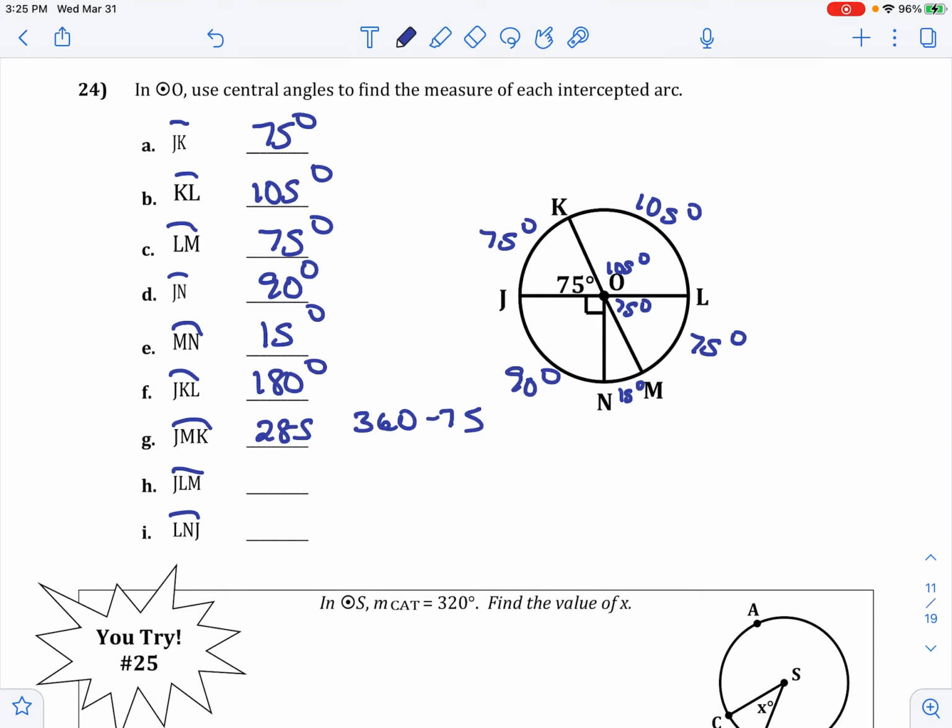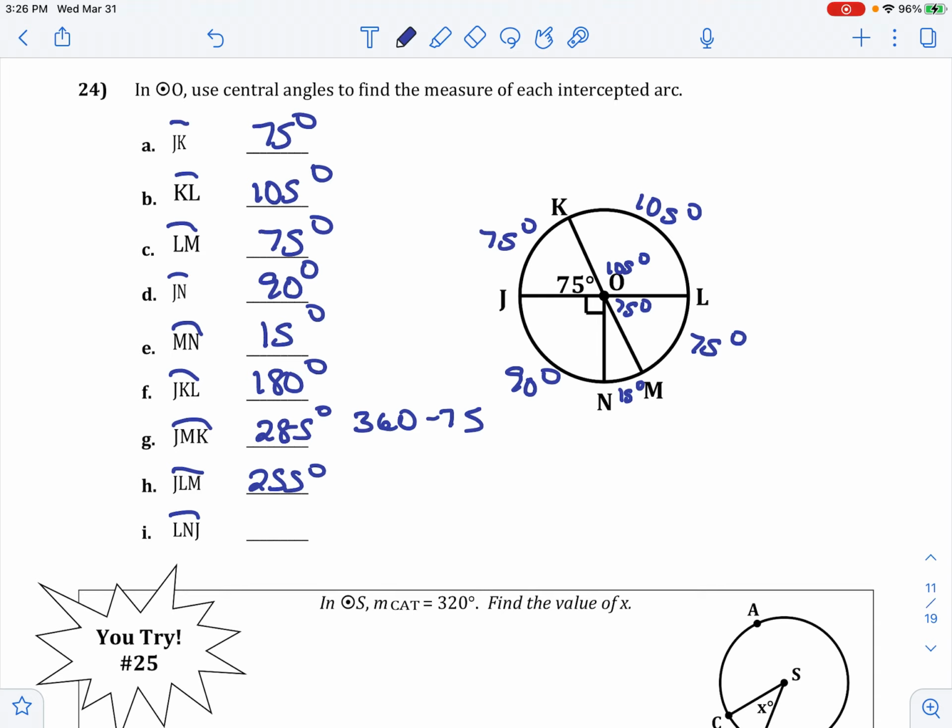And so that's just a nice way to get that, is to use that whole circle, that 360, and that'll get you what's left. Now, JLM, we can do the same thing. This time I have to go from J to M, but I have to go through L. So I have to go this way. So now it's J to M. You could either add 75, 105, and 75. That's one way to do it. Or you could do 360, take away the part that we don't want, which is 105. Either way, you get 255.